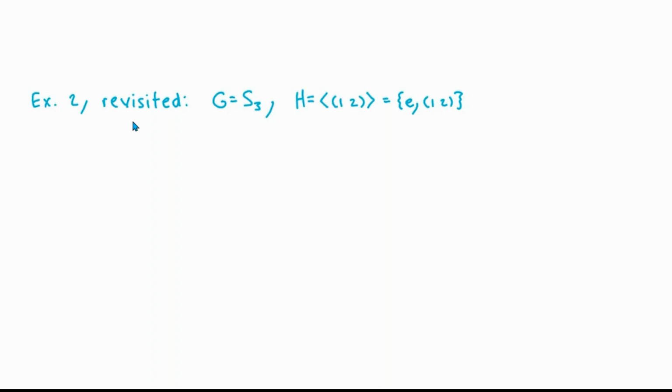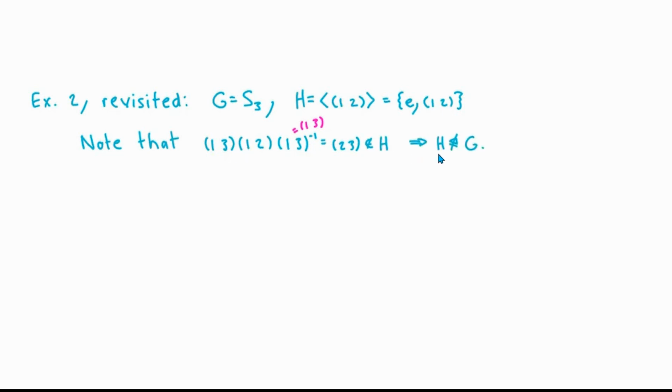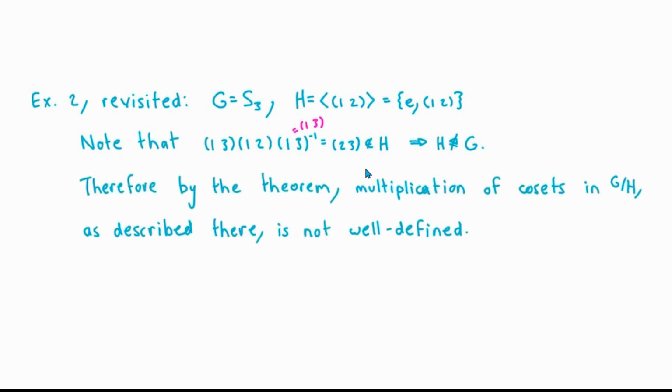So first of all, in our example number 2, we saw that when G is S3 and H is the subgroup generated by the transposition (1 2), multiplication of left cosets was not a well-defined binary operation. Now, we demonstrated that already, but let's see if we can see why it's true in light of the theorem that we just proved. So just notice that if you conjugate the element (1 2) of the group H by the element (1 3) of G, then you get the element (2 3), but (2 3) is not an element of H. That implies right away that H is not a normal subgroup of G. And of course, this is consistent with what our theorem told us, that multiplication of cosets would be well defined if and only if the corresponding subgroup was a normal subgroup of the group G.